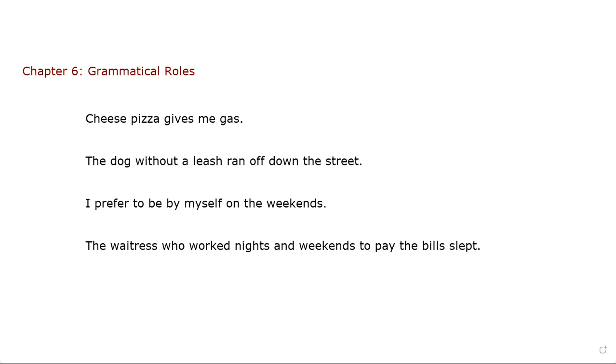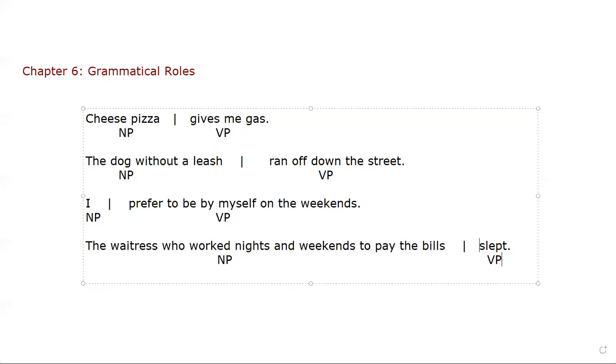Starting in chapter 6, now we're looking at the role, that is the function of those words and phrases. After we identify what it is, now what is it doing? What are we doing with it in the sentence? So looking at these 4 examples, if we were going to separate them into noun phrases and verb phrases, you might see something like this.